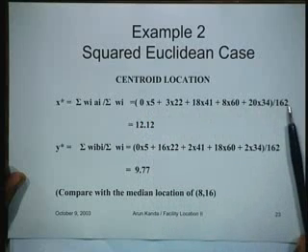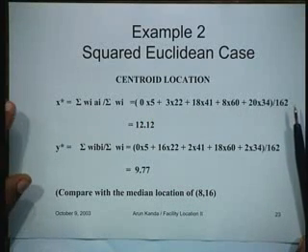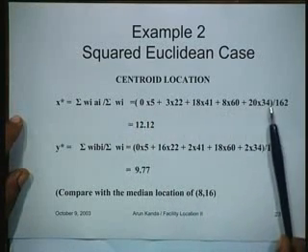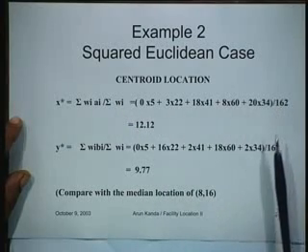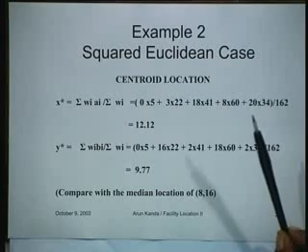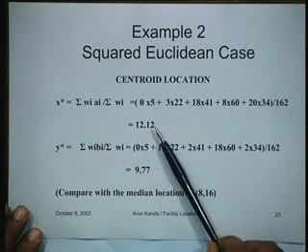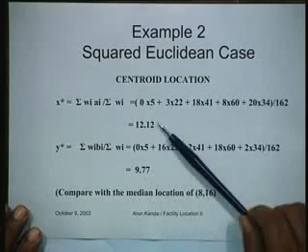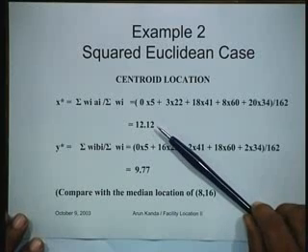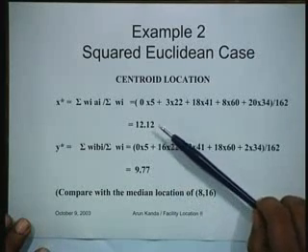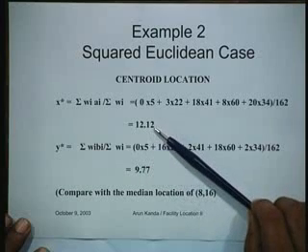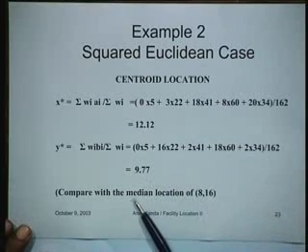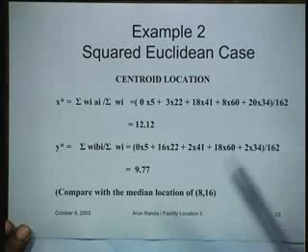So for the same problem that we considered earlier for the rectilinear distance case, we can easily determine this. Summation wi in the denominator is 162, the sum of the weights, and x star is 12.12 and y star is 9.77. So if your distance measure is squared Euclidean, it would be best to locate the new facility at 12.12 and 9.77, and obviously this differs from the earlier median location of (8, 16).